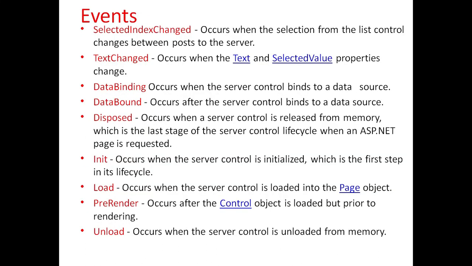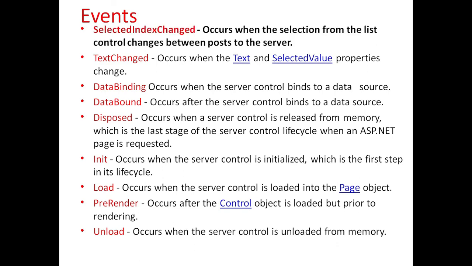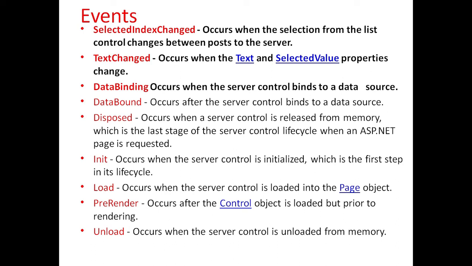Different events of ListBox controls are: SelectedIndexChanged event occurs when the selection from the list control changes between posts to the server. TextChanged event occurs when the Text and SelectedValue properties change. DataBinding occurs when the server control binds to the data source. DataBound event occurs after the server control binds to the data source.